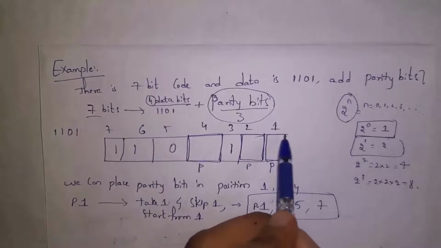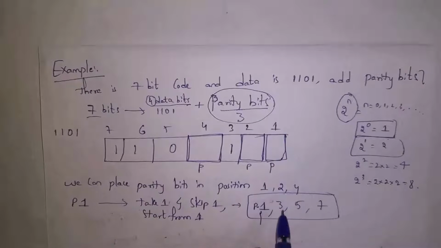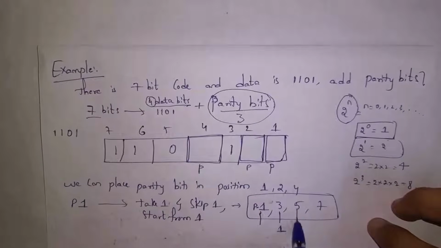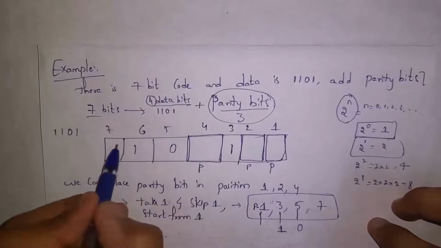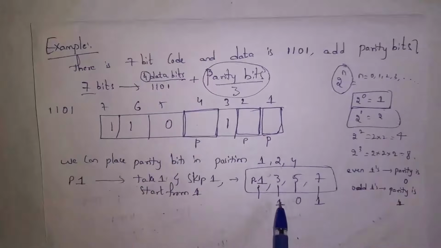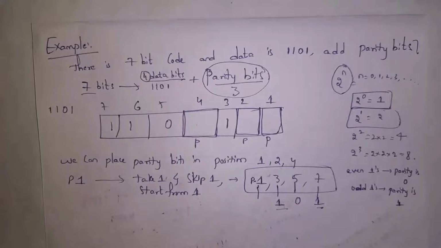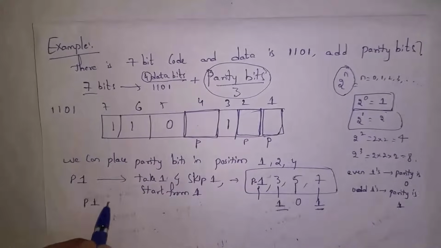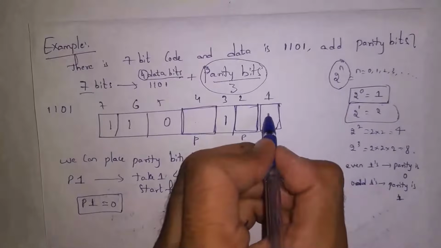There is no value in P1, so leave it. In position 3, the value is 1, in position 5, the value is 0, and in position 7, the value is 1. So now the values are 101. If you observe here, there are 2 ones, which is an even number. If there are an even number of ones, then the parity bit is 0, and if there are an odd number of ones, then the parity is 1. As there are 2 ones, our parity will be 0. So the value of parity bit 1 is 0.